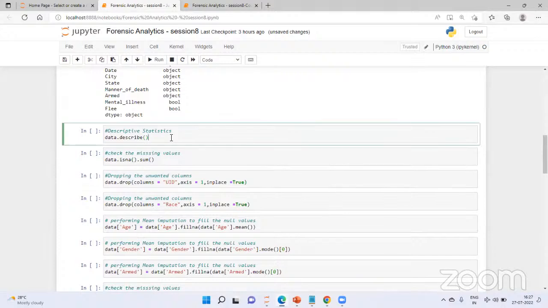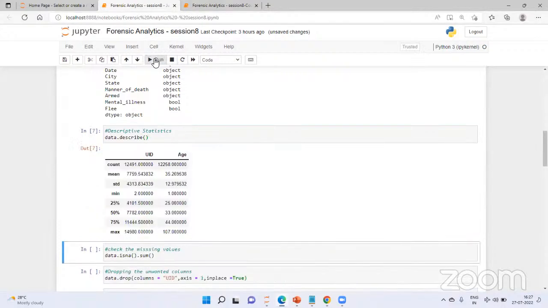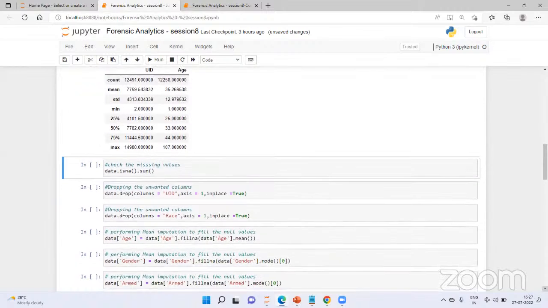Next, descriptive statistics. How is my data? Descriptive statistics are performed on numerical data. Yes, it is performed on UID and age. So I want to check.